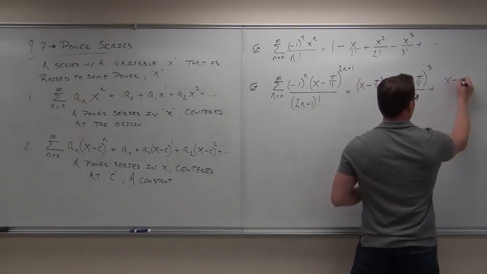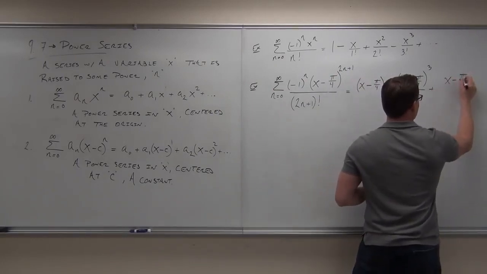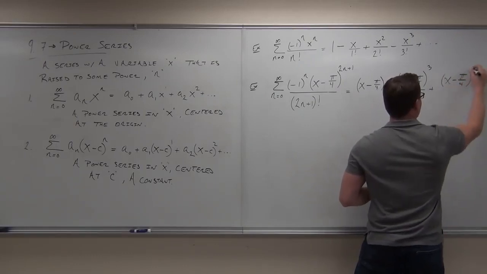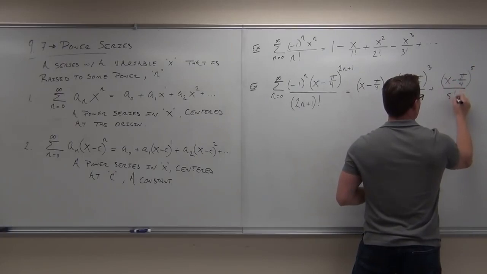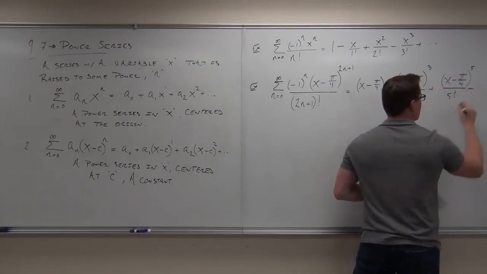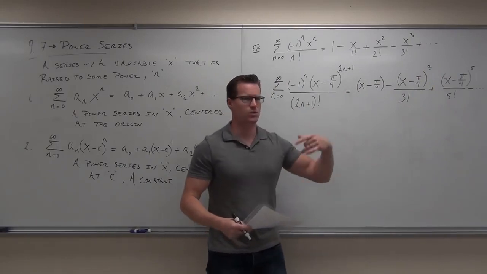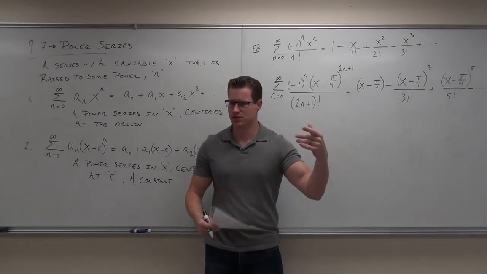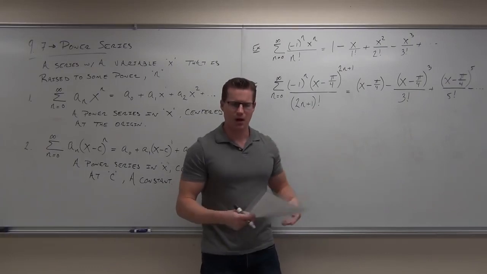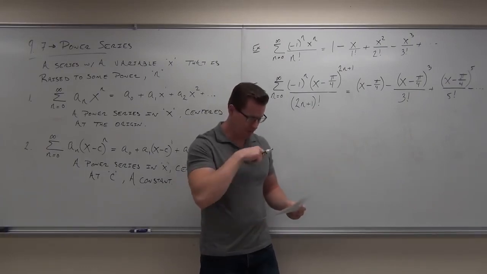Plus we have x minus pi over 4 to the 5th over 5 factorial. What it's giving us is odd numbers. The next one would be 7 over 7 factorial, 9 over 9 factorial. Does that make sense to you? That's our power series centered at pi over 4.